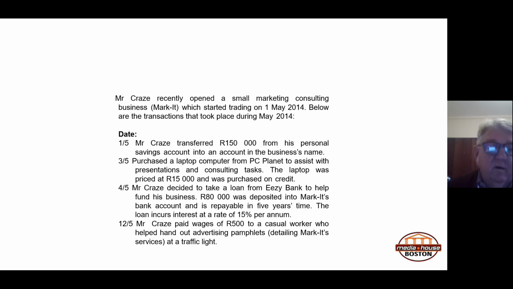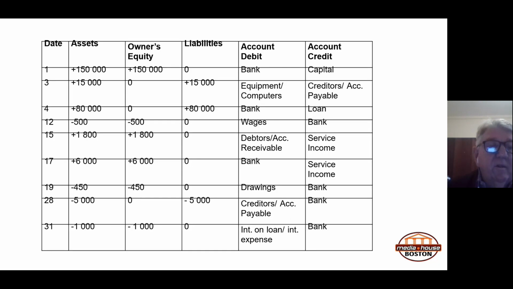So when you write the answer, make sure that you say the assets increase, so plus 150,000. And remember, the equation must always balance. So 150 must be equal to 150. So we're going to debit assets. That's going to increase assets, and owner's equity is going to increase. We're going to debit the bank account, and we're going to credit the capital account.